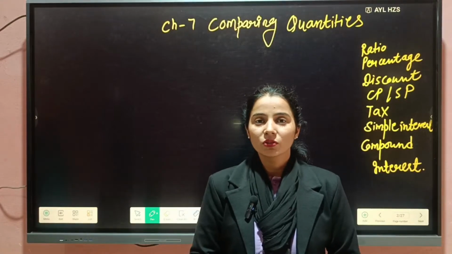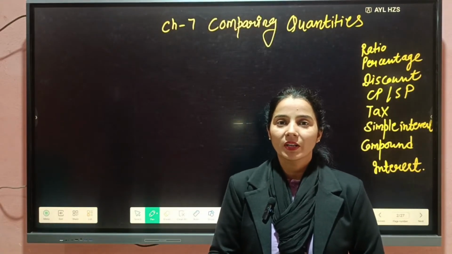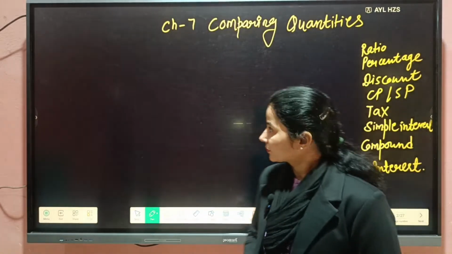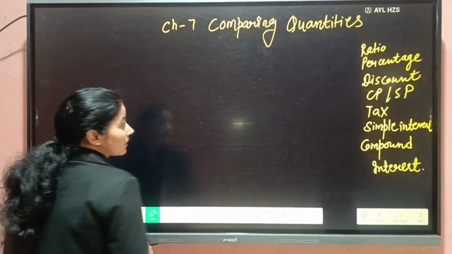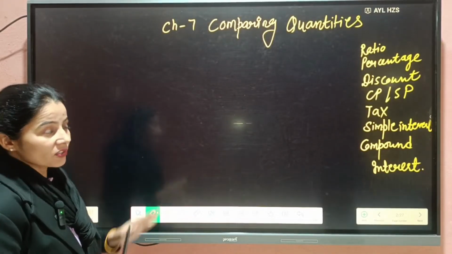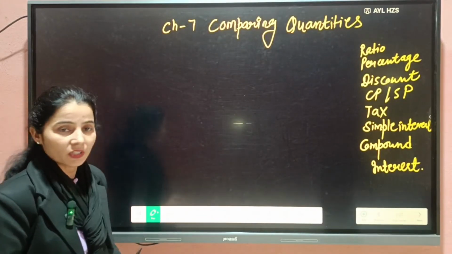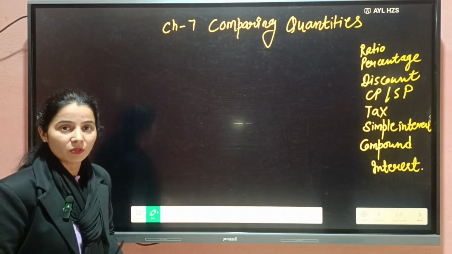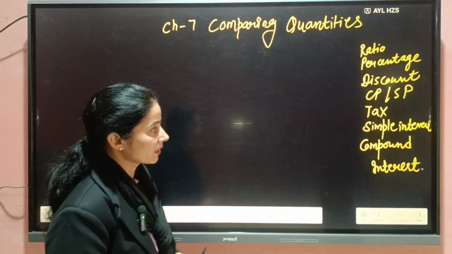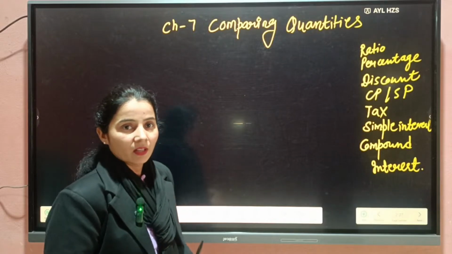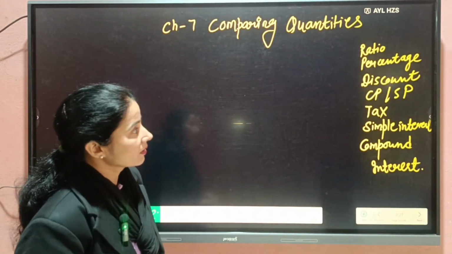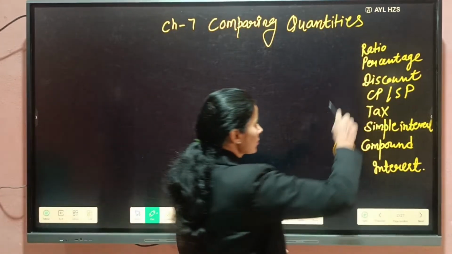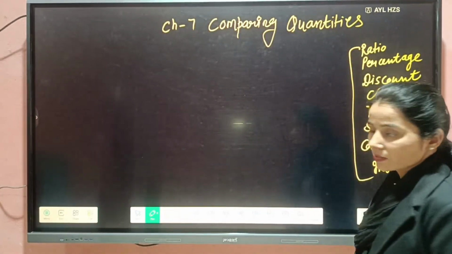Today we are going to discuss a new chapter of class 8, Comparing Quantities, chapter number 7. In comparing quantities, what points are we going to discuss? In this chapter, we will discuss ratio, percentage, discount, CP and SP, cost price and selling price, tax, discount, simple interest, compound interest. These quantities we are going to discuss in this chapter.